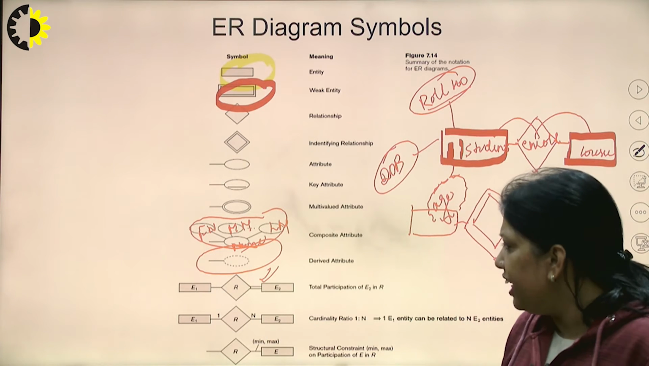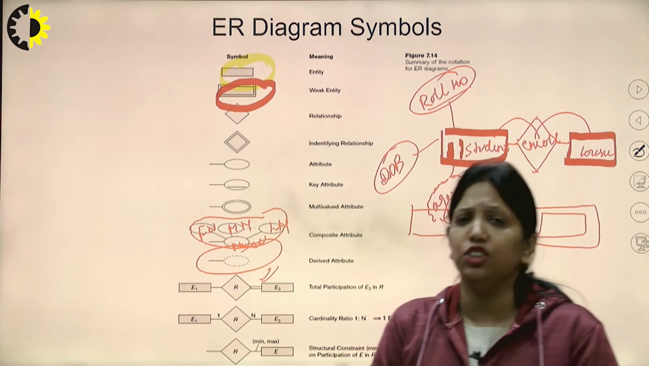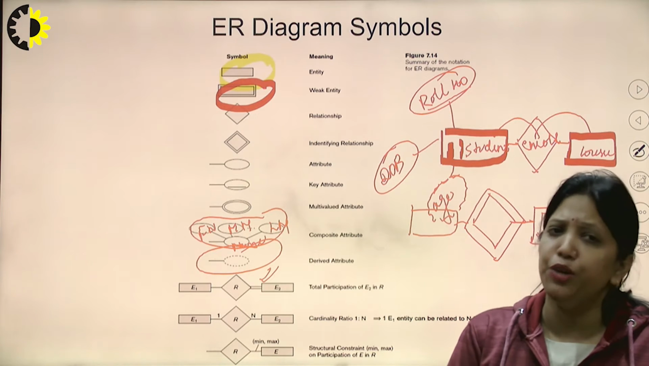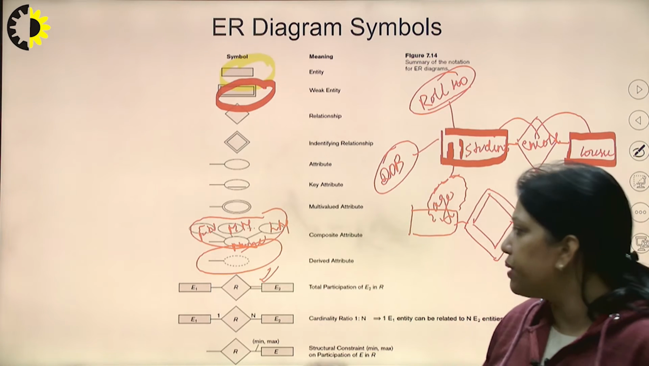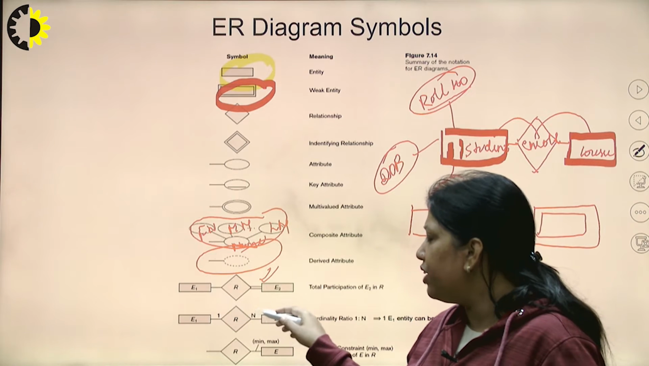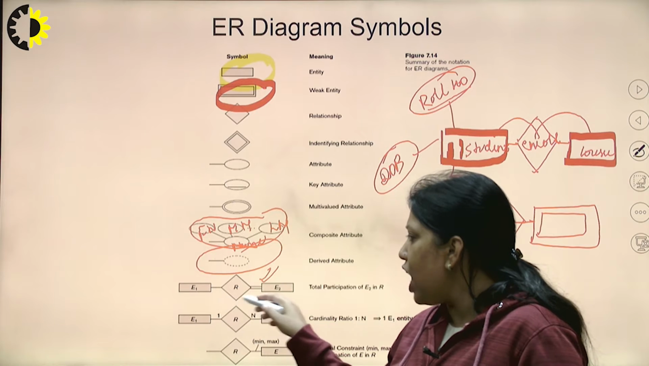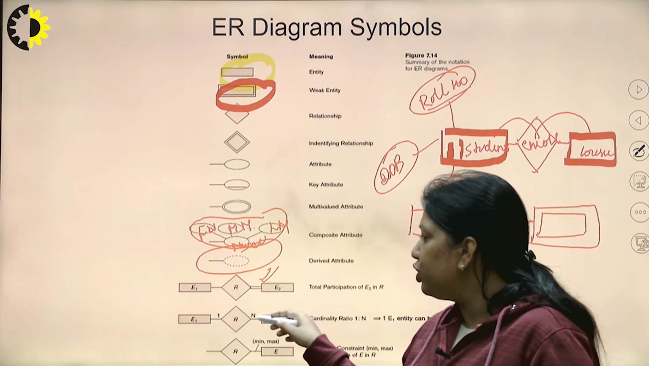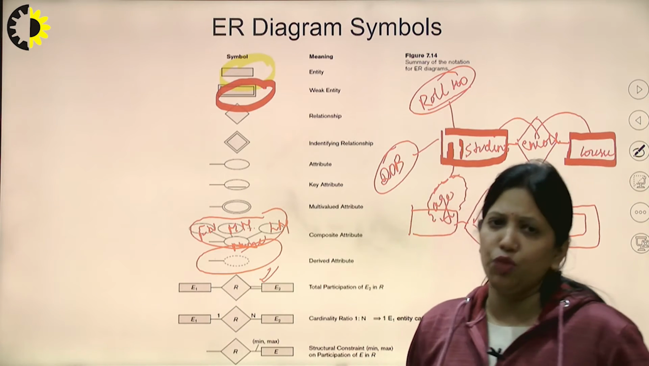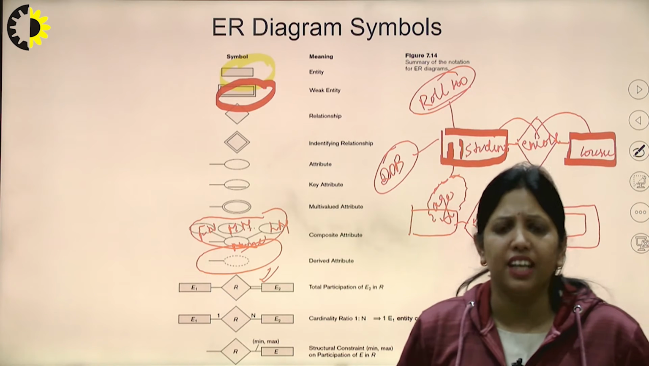Then we have cardinality ratio. We have different types of cardinality ratio like 1 to 1, 1 to many, many to 1 and many to many. We can represent these as 1 to 1, 1 to many, many to many (m to n), many to 1 (m to 1) and 1 to 1. So we have different forms to represent the cardinality ratio.